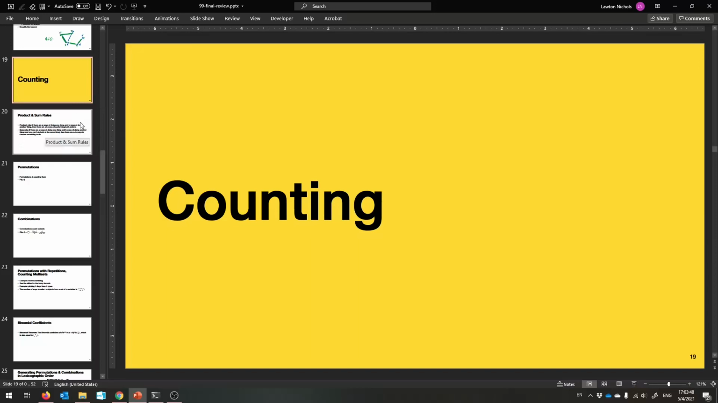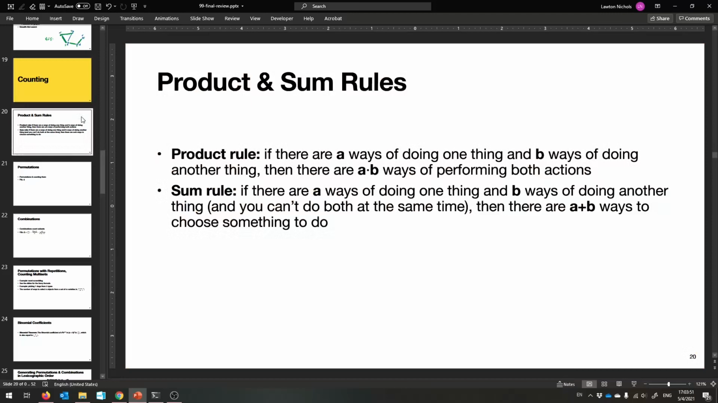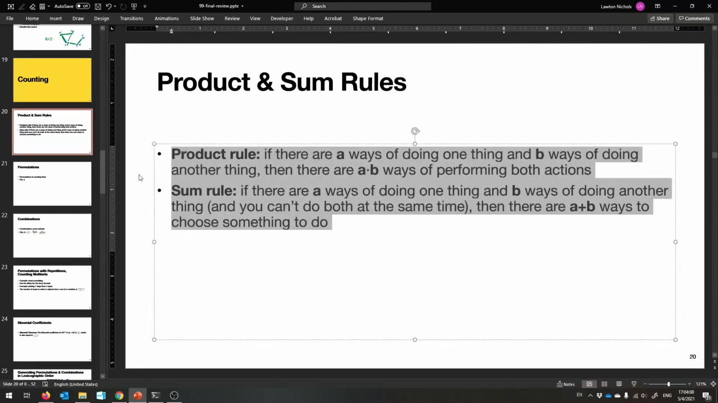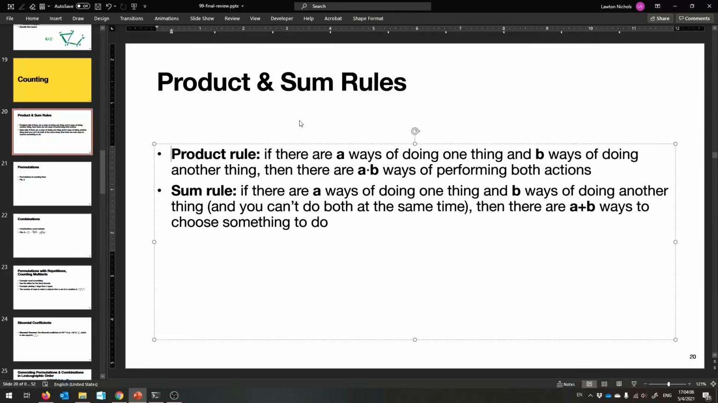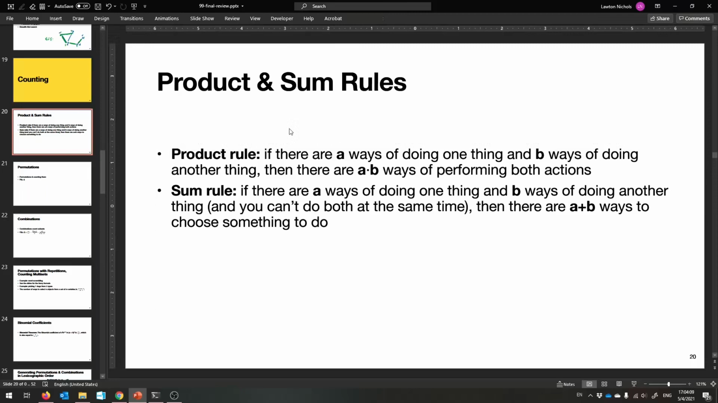Okay, so let's talk about counting. Lots and lots of things here to talk about. The first thing that we learned was the product and sum rules, and these helped us learn the rest of the topics of these chapters. They're two intuitive rules. The product rule: if I have thing one and thing two that I want to do, there are two ways to do the first thing and three ways to do the second thing, and I'm going to do both. If they're separate actions, there are 2 times 3 ways total of performing action A, action B.